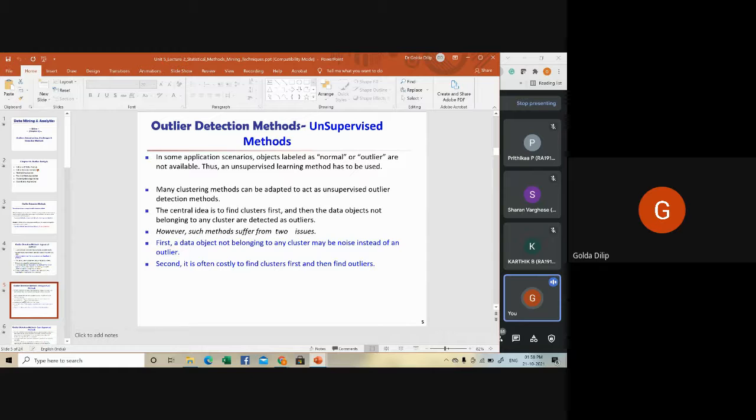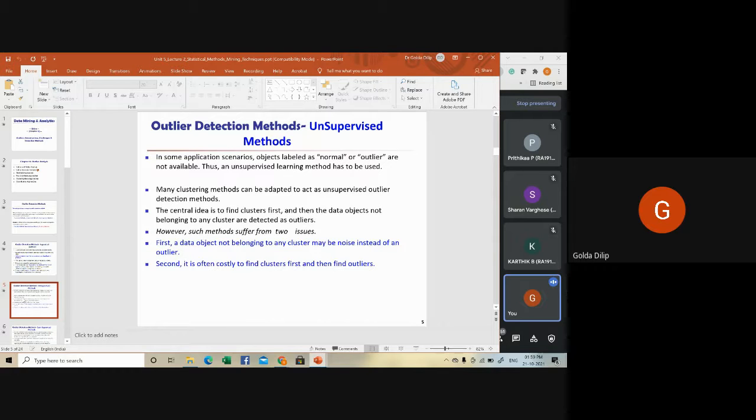Though we theoretically say all these things, there are issues associated with it. The first is that a data object not belonging to any cluster may be noise. It could be noisy data instead of outlier data. That is the first issue to be dealt with. The second is that it's quite expensive to find the clusters and then find the outliers, because applying the clustering technique and then going for outlier detection is a tedious and costly process. So these are the two things to be dealt with.